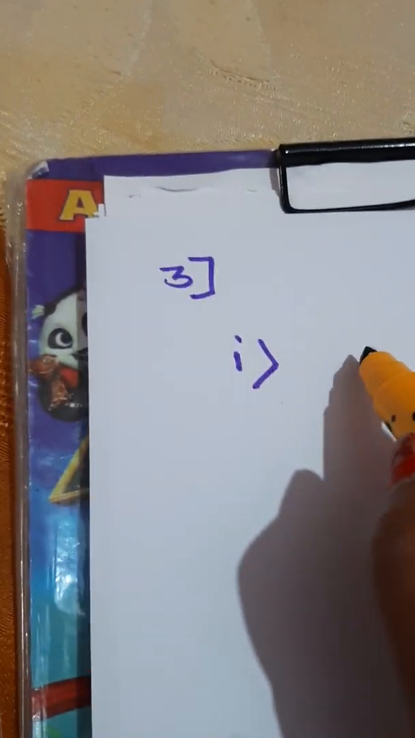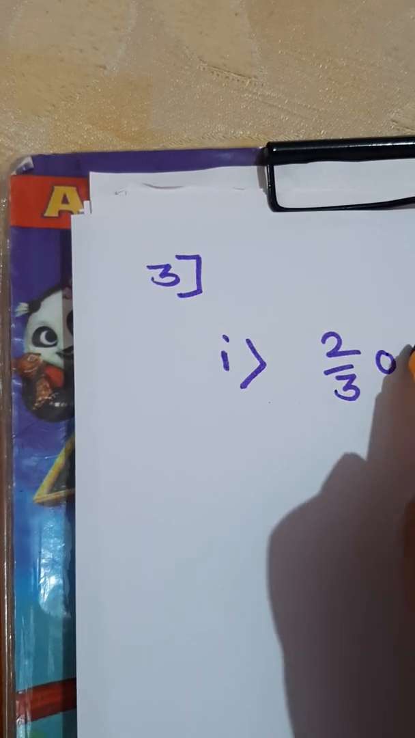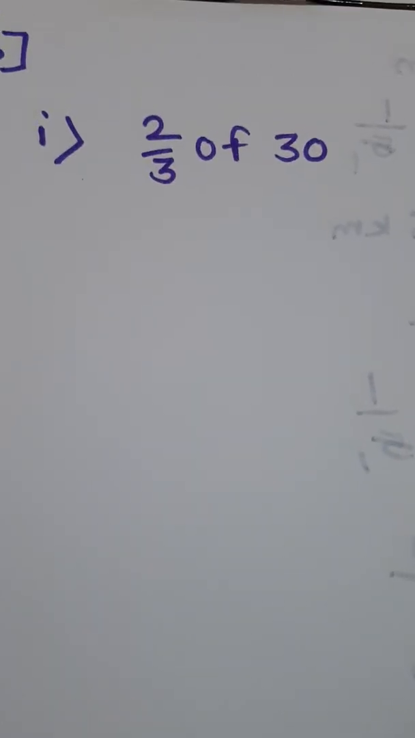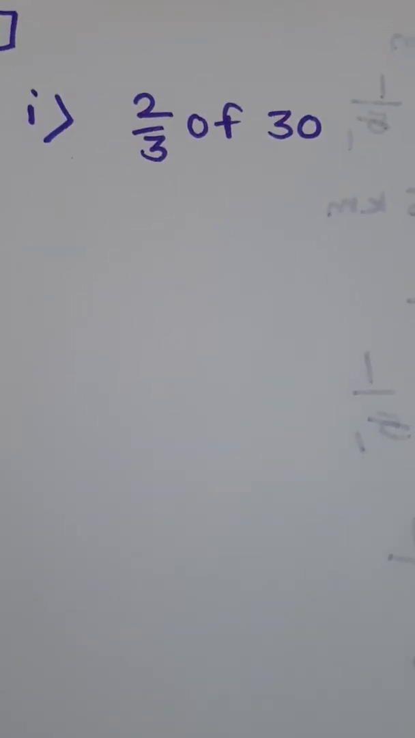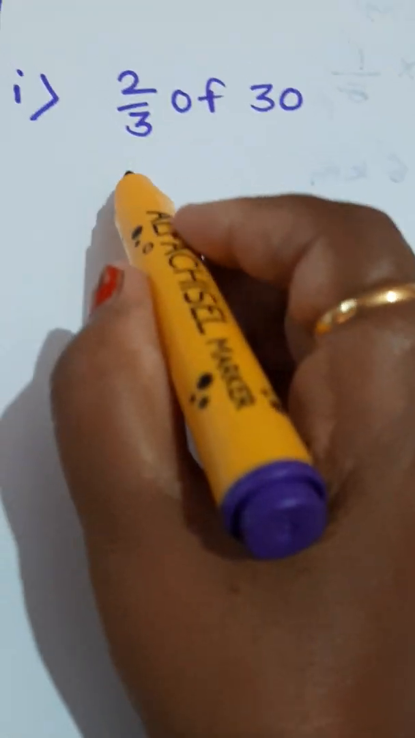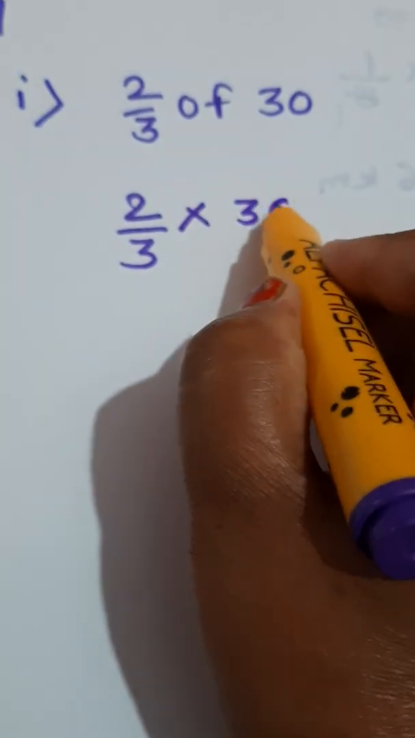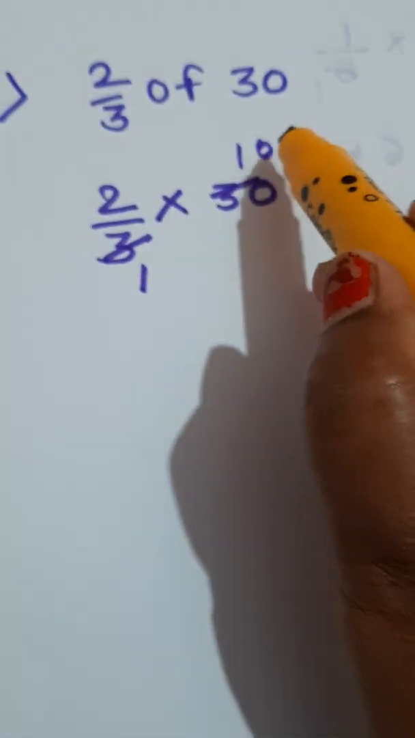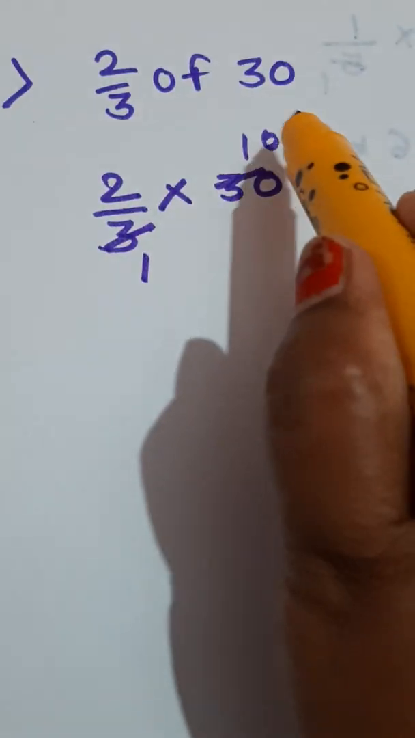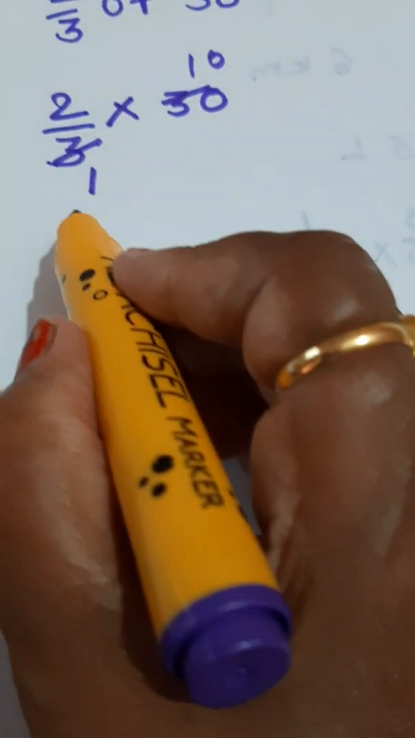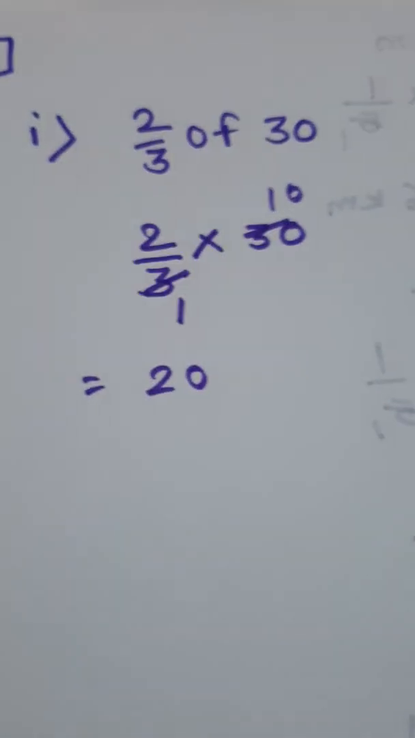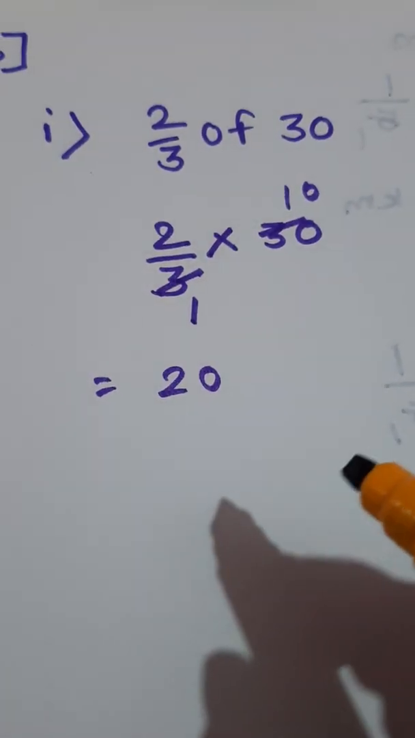See here. 2/3 of 30. How have we solved above 1/3 of the given number or 1/5 of the given quantities? The same way you have to solve here. 2/3 of 30 means 2/3 into 30. So the same way we are solving here. 3 ones are 3, 3 tens are 30. And 10 into 2 means 10 multiplied by 2. 10 twos are 20. So what answer did we get here? 2/3 of 30 is equal to 20.